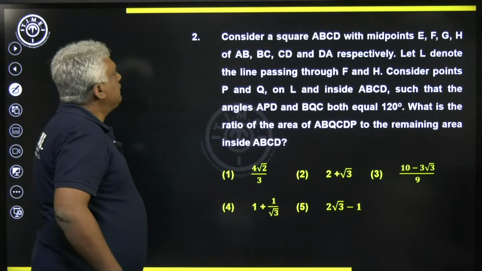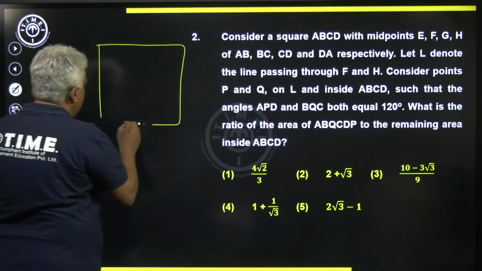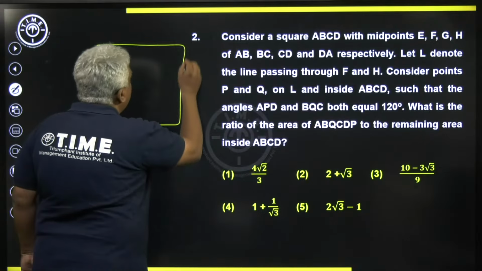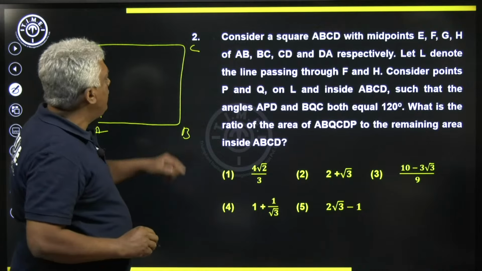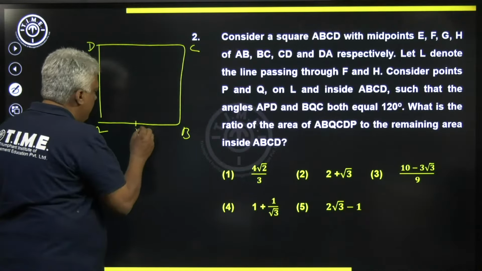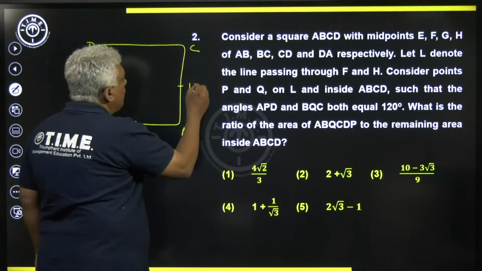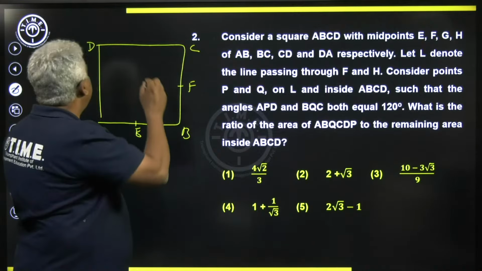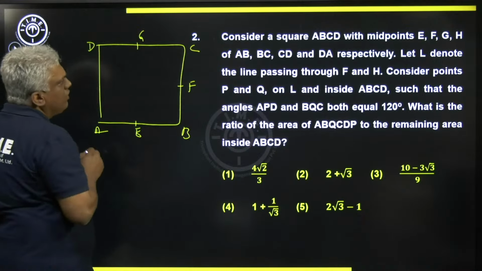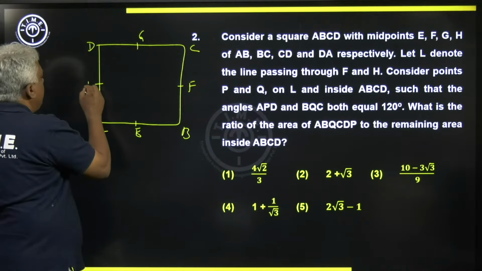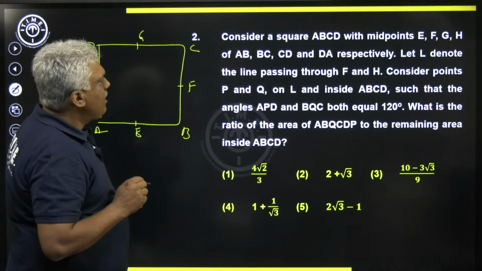In number 2, there is a square ABCD, with midpoints E, F, G, H. E is the midpoint of AB, F is the midpoint of BC, G is the midpoint of CD, and H is the midpoint of AD. Now L denotes the line passing through F and H.